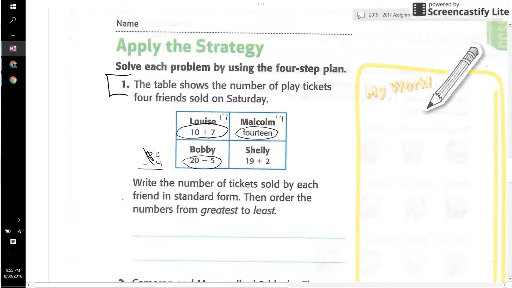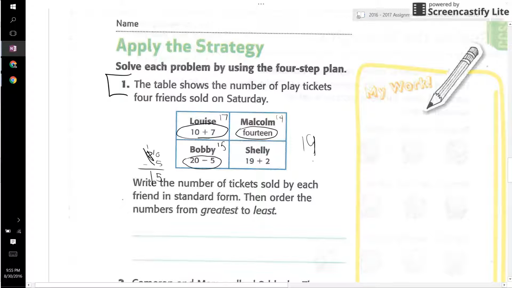So I'm going to borrow from him, make that a 10. This is a 1. 10, 9, 8, 7, 6, 5. And 1 minus 0 is 0. So I know this is 15. And then 19 plus 2.